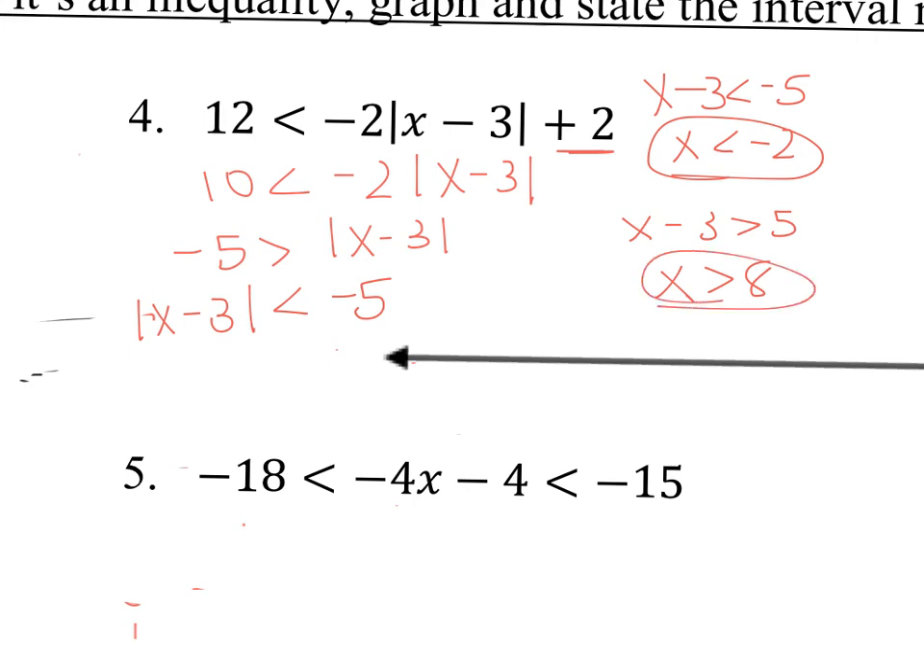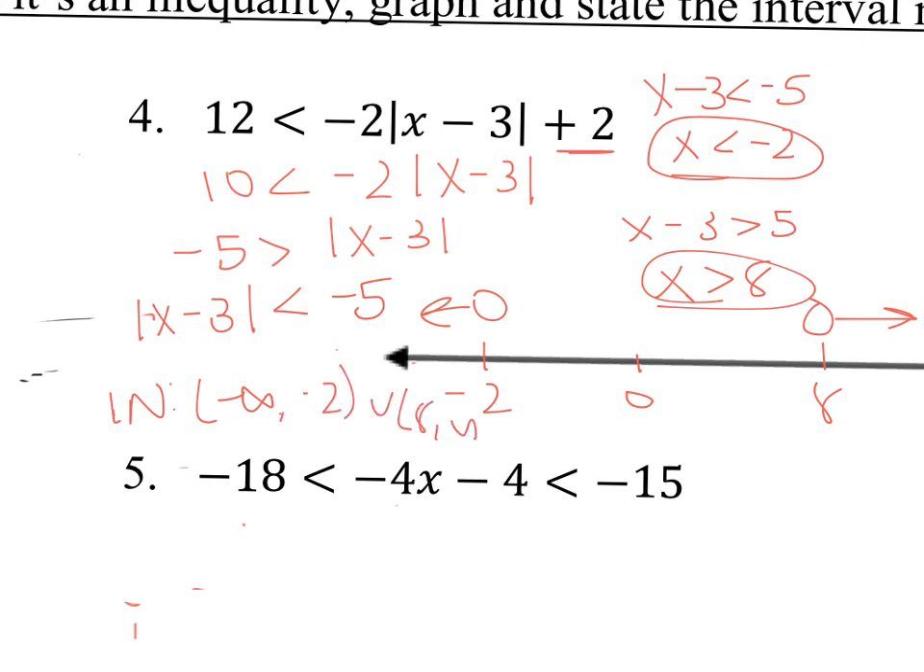So if I graph it, again, I'm graphing mine nice and sweet. Hopefully yours looks a little bit prettier than mine. But my interval notation would be negative infinity to negative 2, union 8 to infinity. So hopefully you're okay with that.